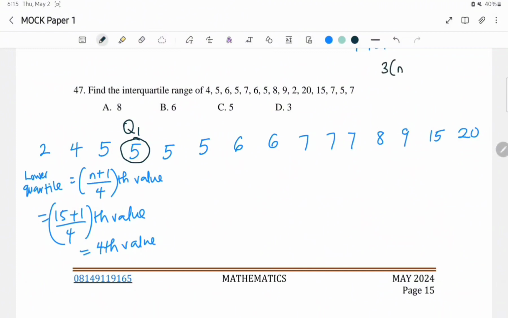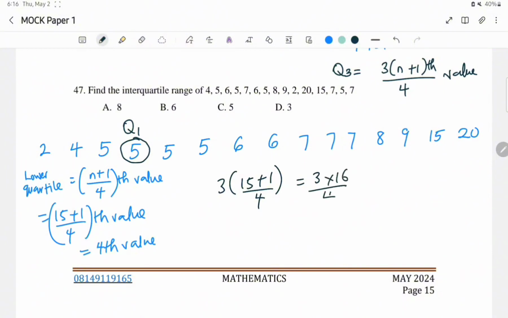The upper quartile position is given as 3 into n plus 1, all over 4. That's the position of the upper quartile, Q3. So that would mean 3 into, our n is 15 plus 1, all over 4. That's 3 times 16 all over 4. That's 48 over 4, which is 12.